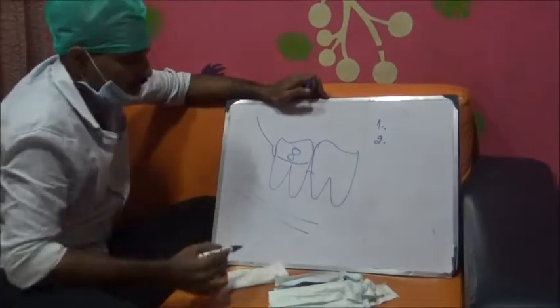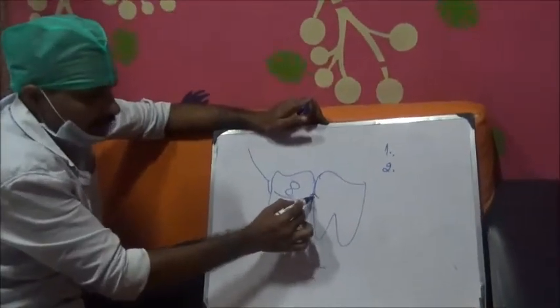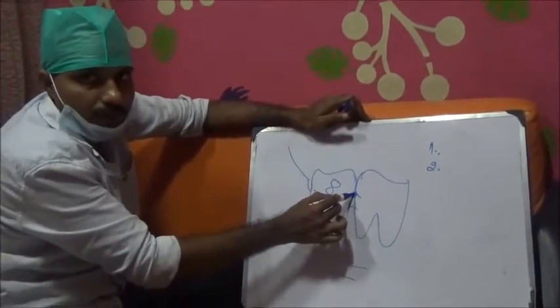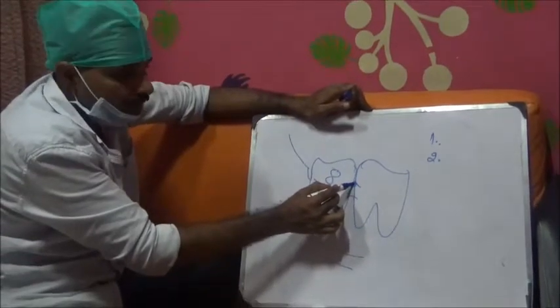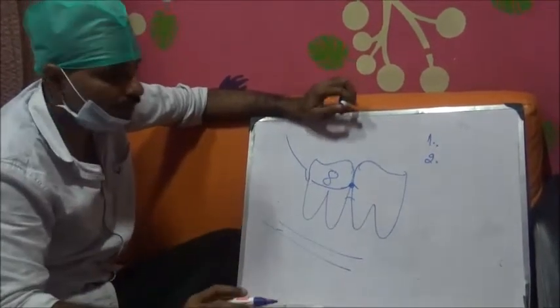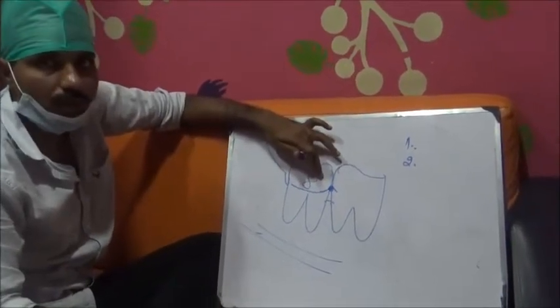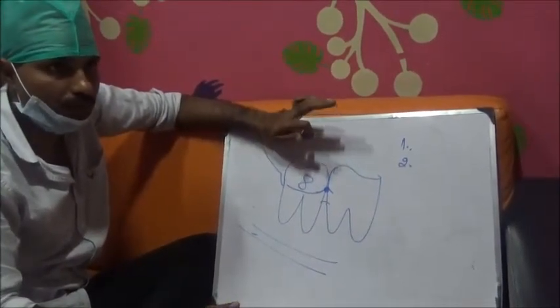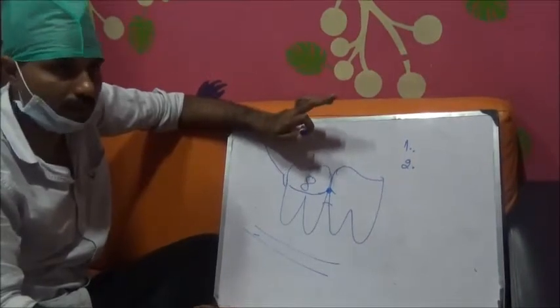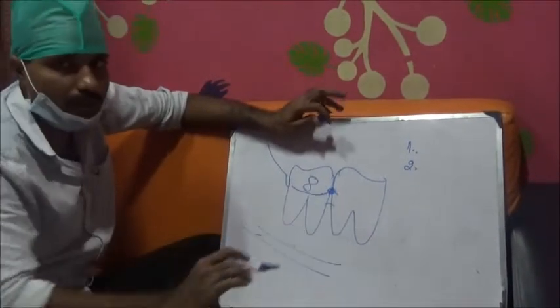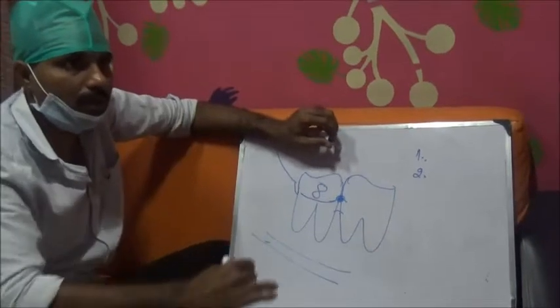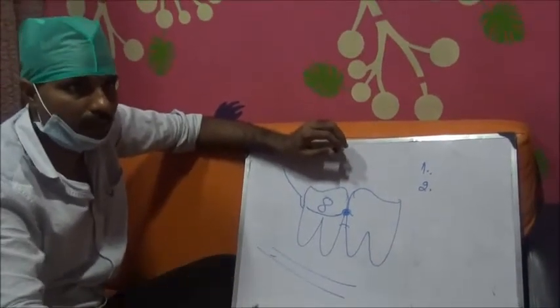The second point is using the same periosteal elevator, put it here in the interproximal region and just create some space. Don't try to remove it. Don't try to give force to it. Our aim is not to luxate it. Our aim is to create some space here so that you can insert another elevator which is bigger.